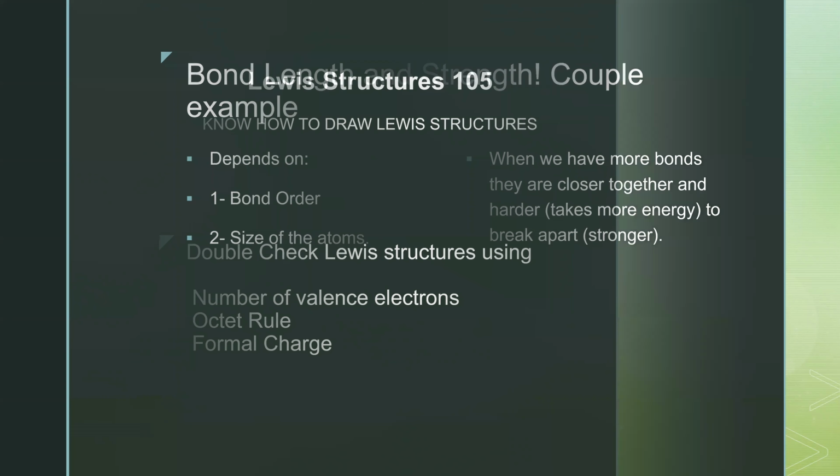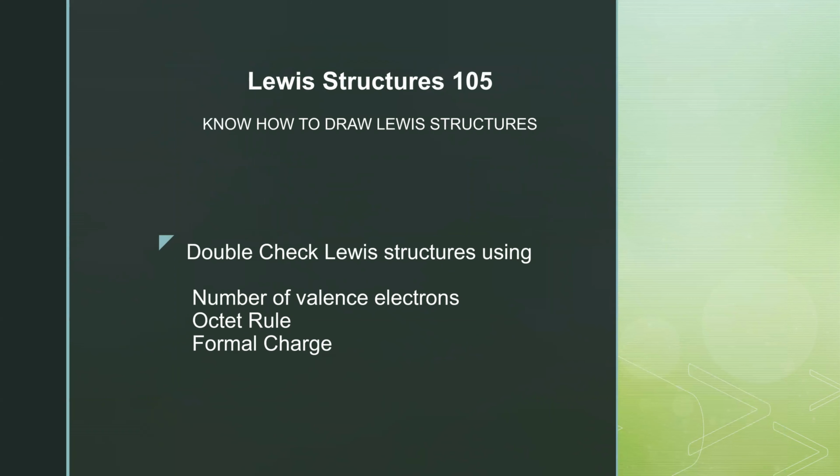Okay, so Lewis structure 105, like you have Lewis structure 101. Because we're in 105, I put 105. Knowing how to draw Lewis structures, the basic things you want to remember when you're trying to draw them is you want to double check them using the number of valence electrons, the octet rule, and the formal charge.